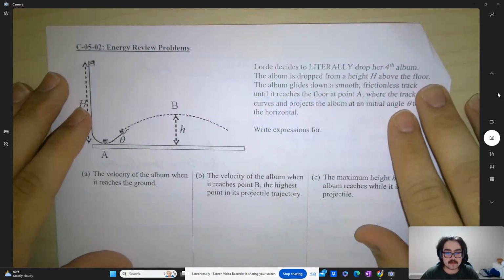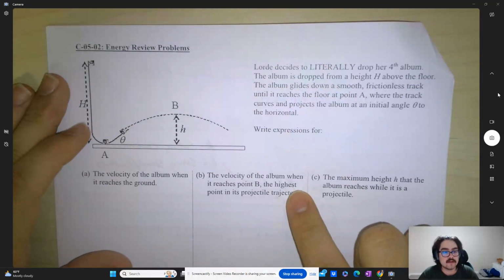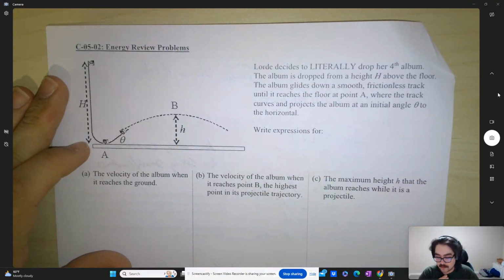If you know me, it's no secret that I am a huge fan of Lorde. This is where I really started to make some of the problems kind of silly.